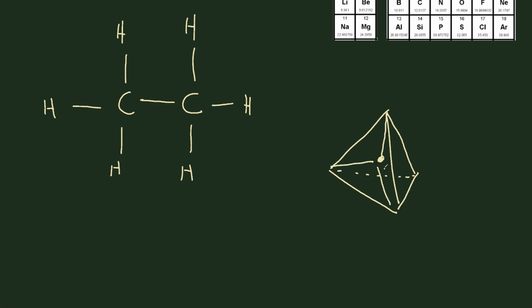Meth means one carbon. Ane means single bonds. So our single bonded hydrocarbon, methane, has four hydrogens here that are the maximum distance possible from each other. It's more than 90 degrees. It's like 110 degrees because it's 3D space. Look at the distance from top to bottom here between these two. That's the same distance in perspective as these and these.